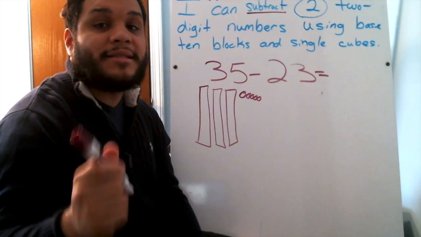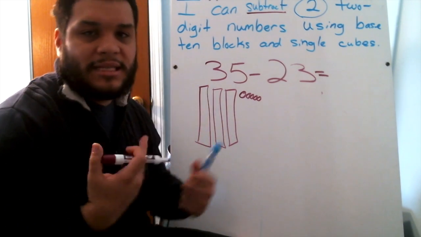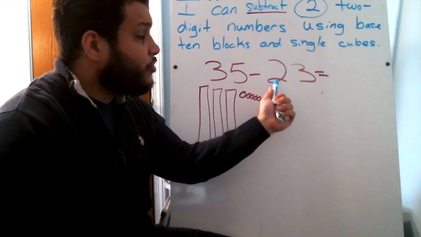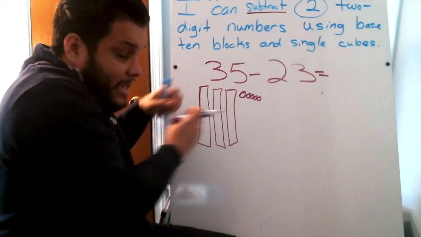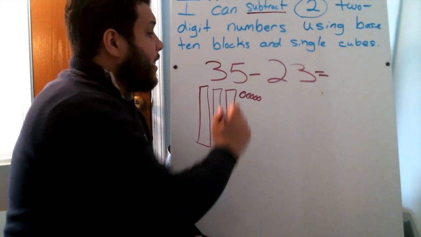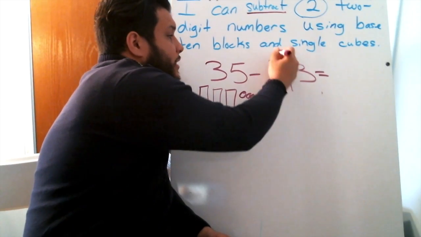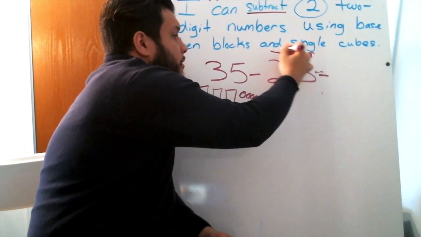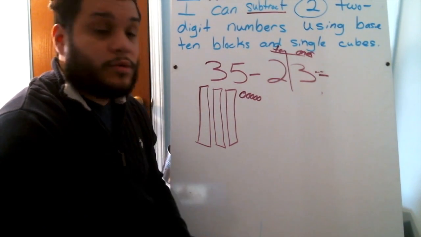So now this is where it gets interesting. We're going to follow kind of the same process. But instead of drawing my 10s or drawing my 1s, I'm going to take them away from what I've already drawn. So we have 35 minus 23. Well, I know that in the number 23, I have how many tens? 2 tens.